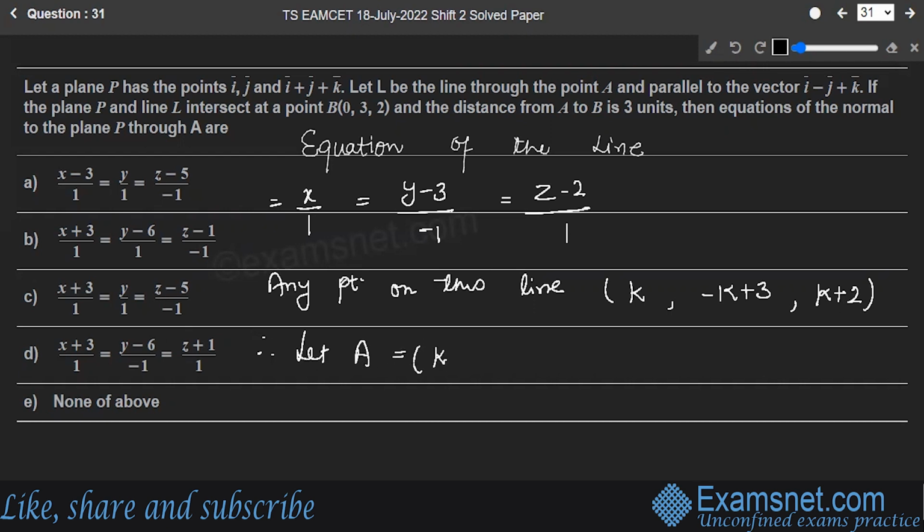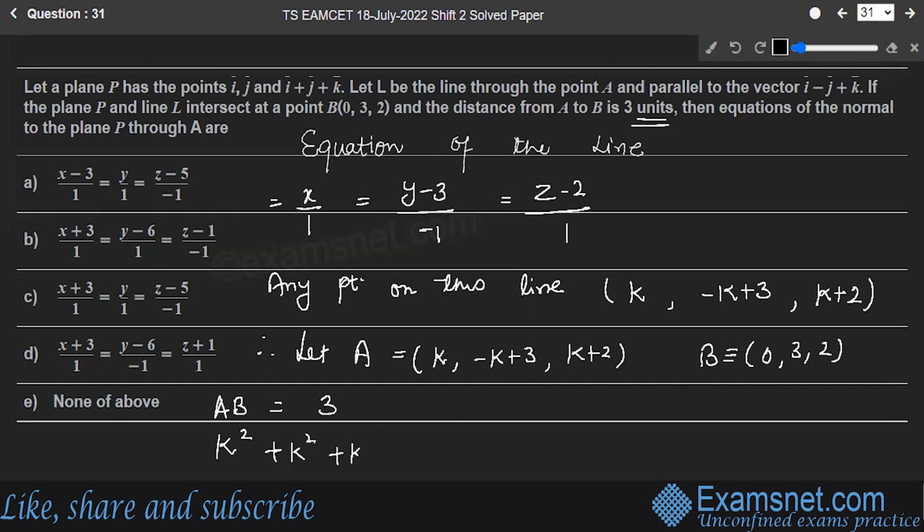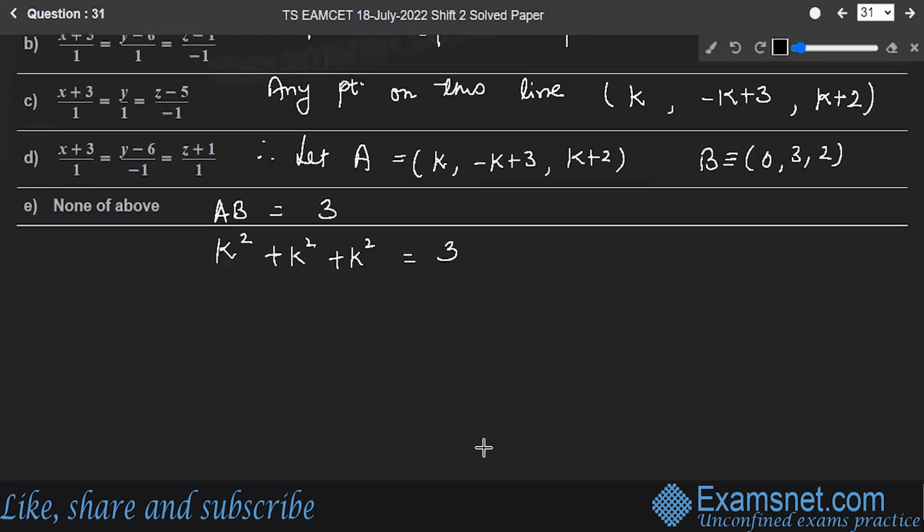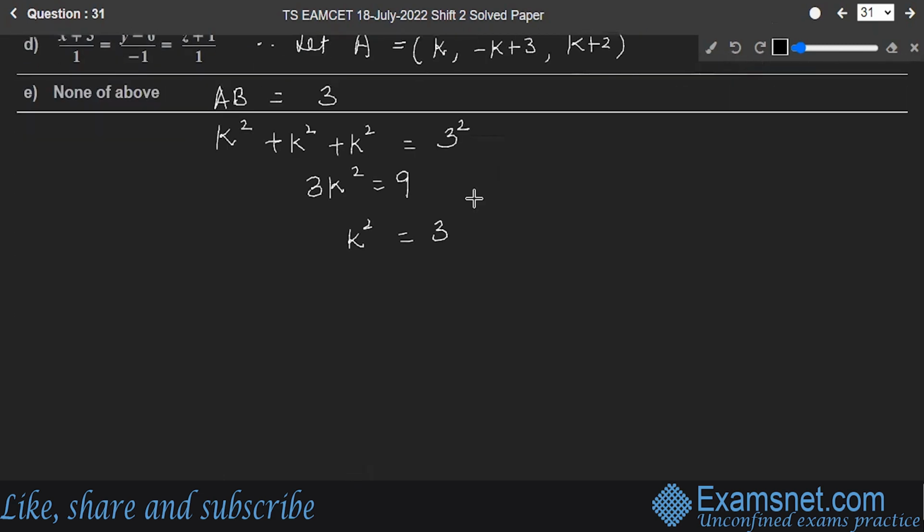Therefore, I'll assume A to be equal to (k, minus k plus 3, k plus 2), and B is already given to you as (0, 3, 2). Using this, AB is given to you as 3 units. So let's find out AB. This will be k square plus k square plus k square, which is equal to 3. So 3k square is equal to 3 square, which gives you k square is equal to 3, or k is equal to plus minus root 3.